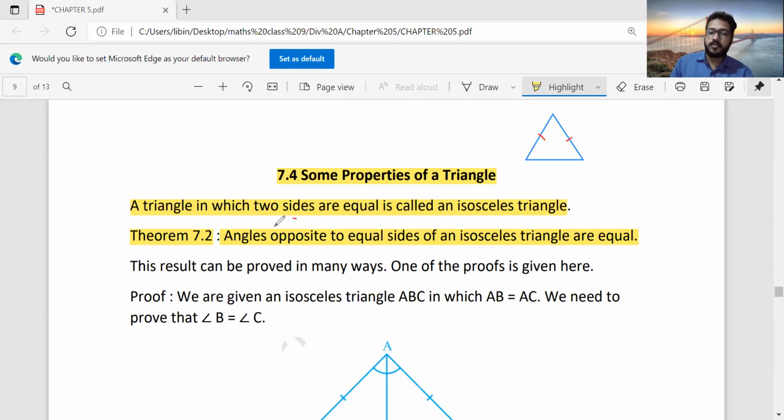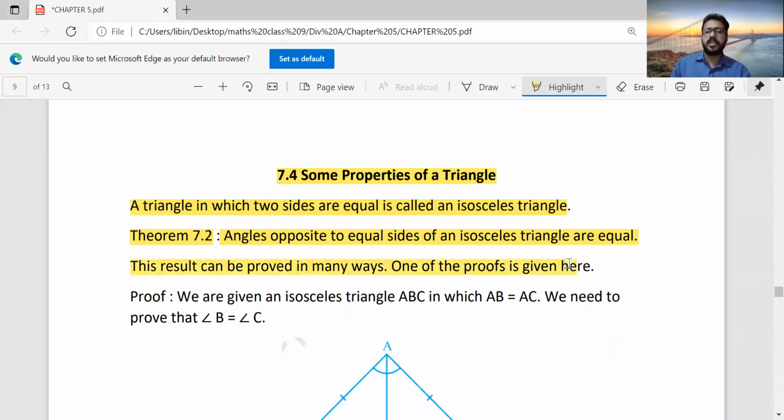Angles opposite to equal sides. Okay, so these are the equal sides. So if I consider this side, then the angle opposite to this side is this angle, and similarly this side is also equal, so the angle opposite to this side will be this angle. What does this theorem say? These two angles are equal. That's what the theorem states. So let us see whether it is true or not.